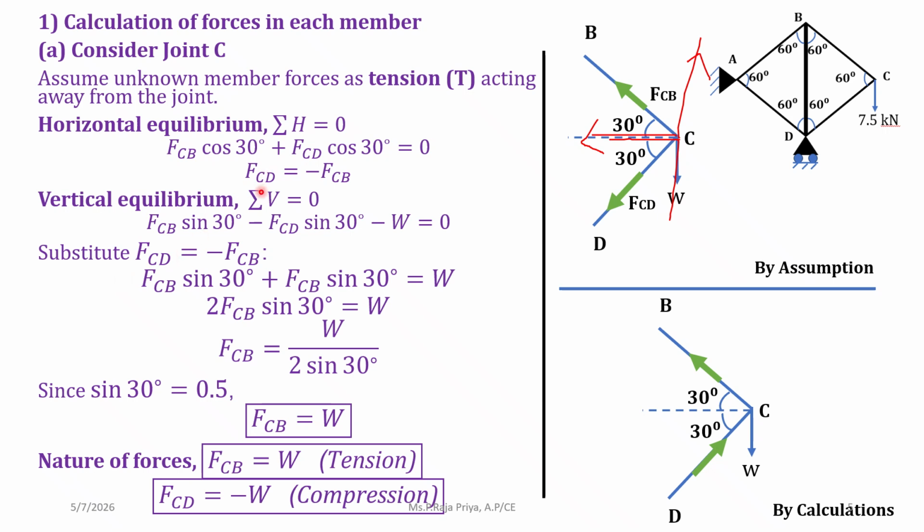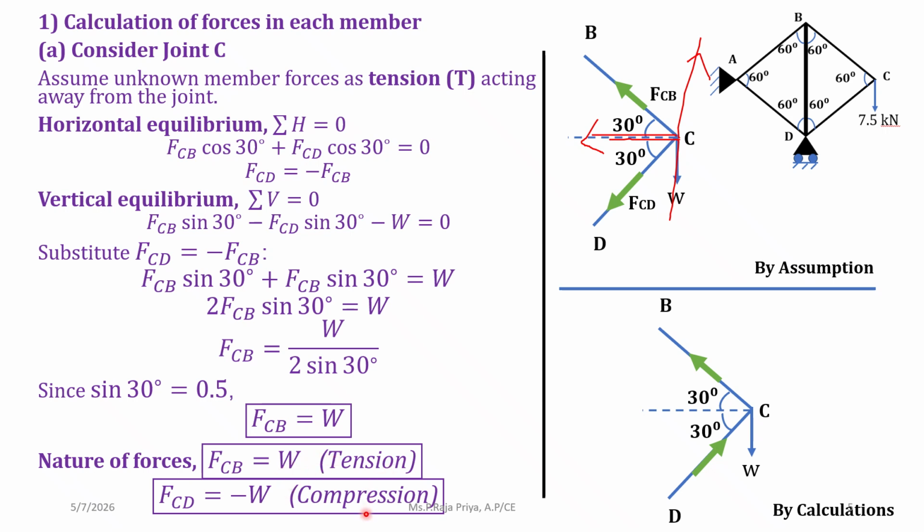Here we have already found out that FCD is equal to minus FCB. So substituting here the value for FCD as minus FCB, we'll get FCB as W by 2 sin 30. Sin 30 degrees is 0.5, that is 1 by 2. So substituting it, FCB is W. FCD is minus of FCB, so that will be minus W.